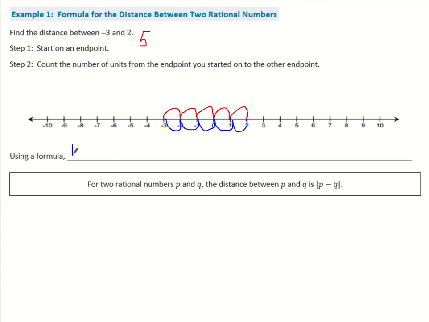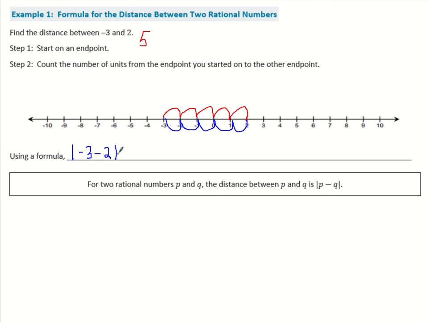When I'm using my absolute value, we're actually not just going to put one number in the middle of our absolute value here. We're actually going to put 2, and we're going to do it in sort of a subtraction problem. I'm going to have -3 minus 2. Our formula is going to take our first endpoint and subtract our second endpoint.